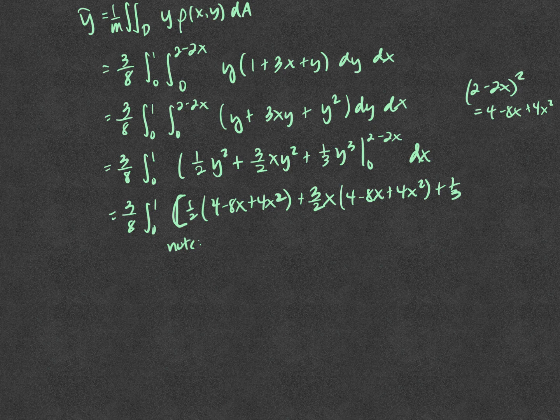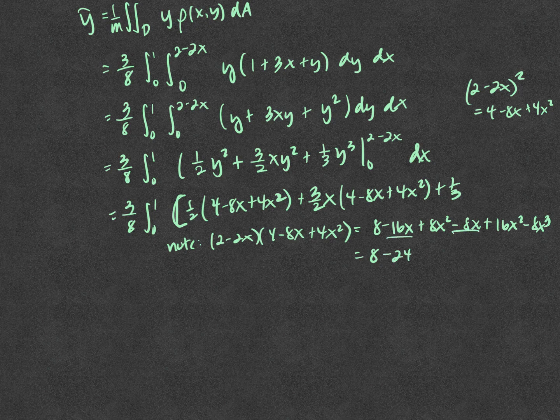but I can't scroll up, so we're going to take 2 minus 2x times 4 minus 8x plus 4x squared. So when I multiply by 2, I get 8 minus 16x plus 8x squared minus 8x plus 16x squared minus 8x to the third. So when I combine these like terms, I'm going to start with the constant. I have 8. My x's, we have minus 24x. X squared says plus 24x squared minus 8x to the third.